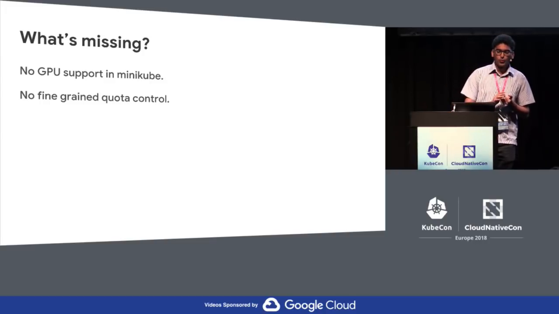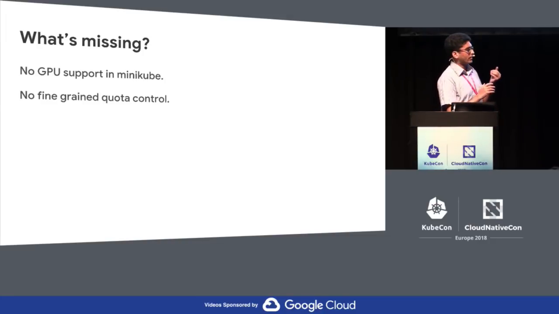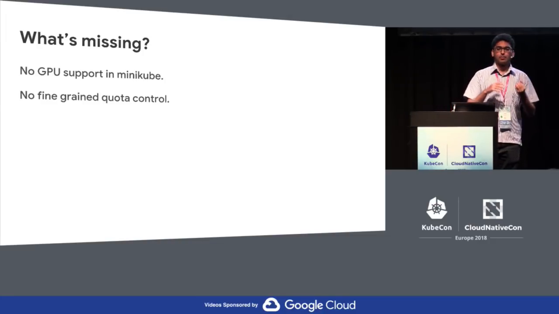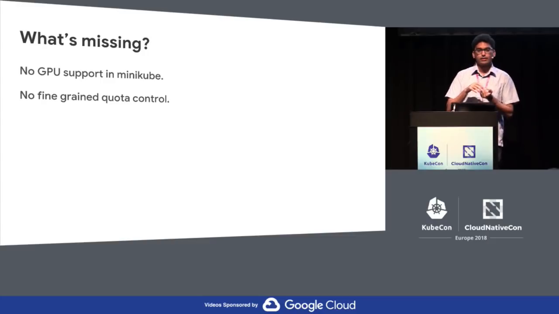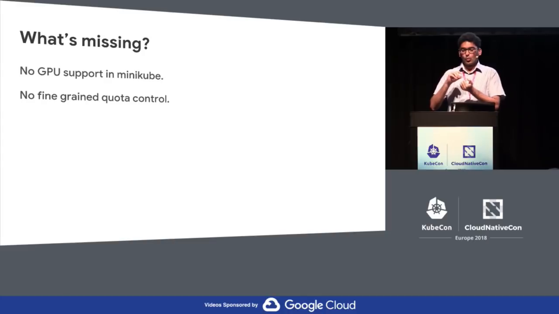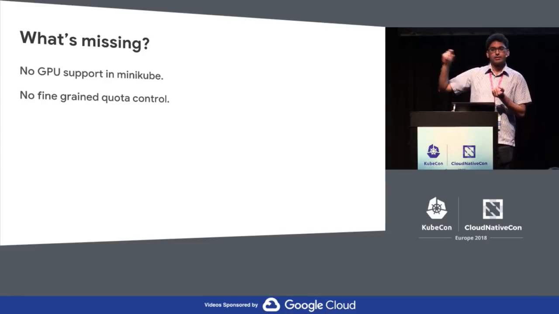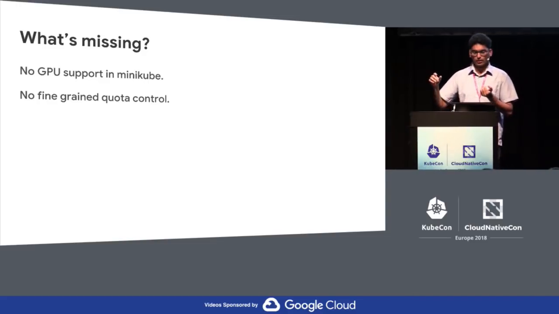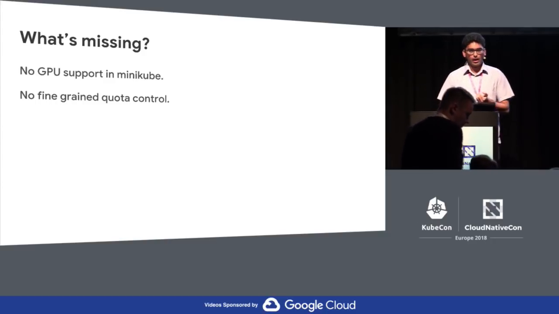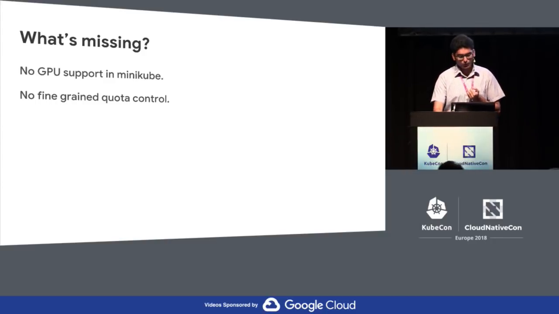There's also no fine-grained quota control. Now, what do I mean by that? I mentioned that you can use resource quotas to cap the number of GPUs that can be used in a particular namespace. But because Kubernetes does not natively understand the types of GPUs, it only understands whether something is a GPU or not. We cannot say that in this namespace I want to only allow 4 K80 GPUs or 4 P100 GPUs. You can only say that I want to only allow 4 GPUs, right? So there's no fine-grained quota control, and there is some design discussion going on about how to support this.